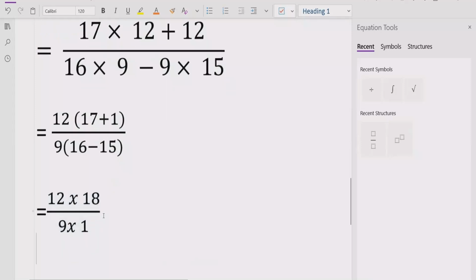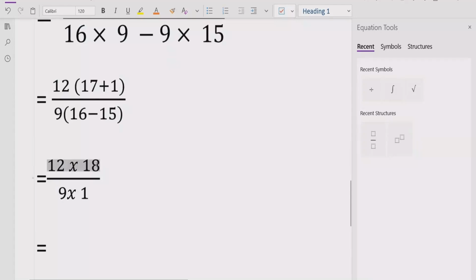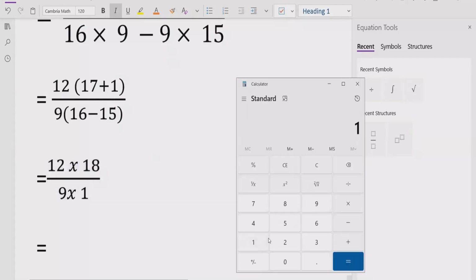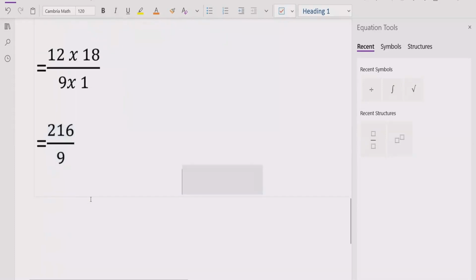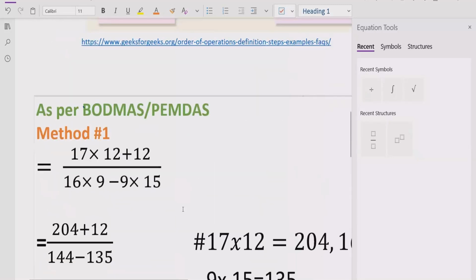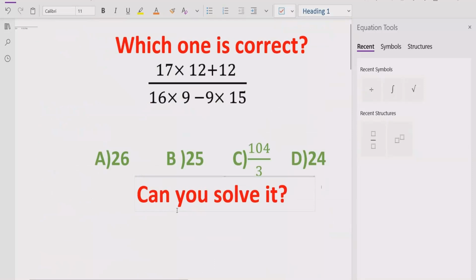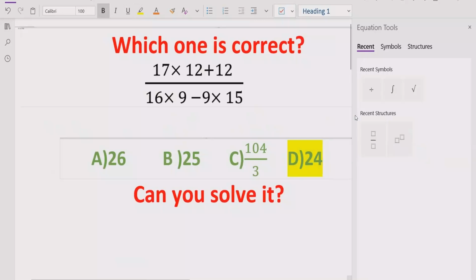When we solve this expression, 12 multiplied by 18 equals 216, and divided by 9 times 1, which is 9. When we divide this, it becomes 24. So this is a very quick way to solve this expression. I hope you understand. If you see the answer list, answer D is the correct answer. I hope you understand how you can solve this expression very easily and find the correct result.